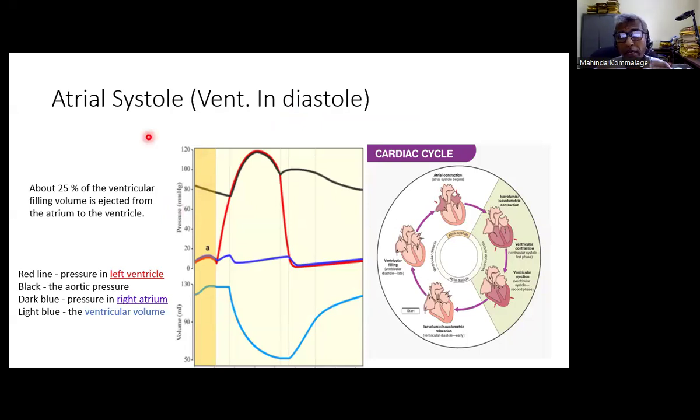Right. So usually systole is the contraction, ventricular systole, atrial systole. Diastole is the relaxed phase.